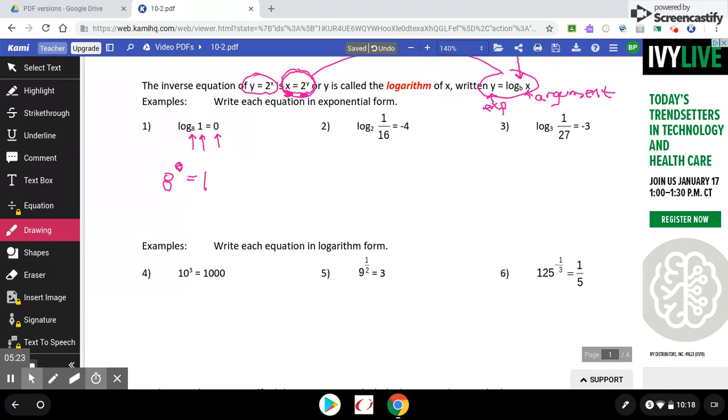So over here, I know this sounds weird. The little number is the base, and it ends up being the big number down here, so exponential form. The exponent's down here on the end. The argument is the answer.